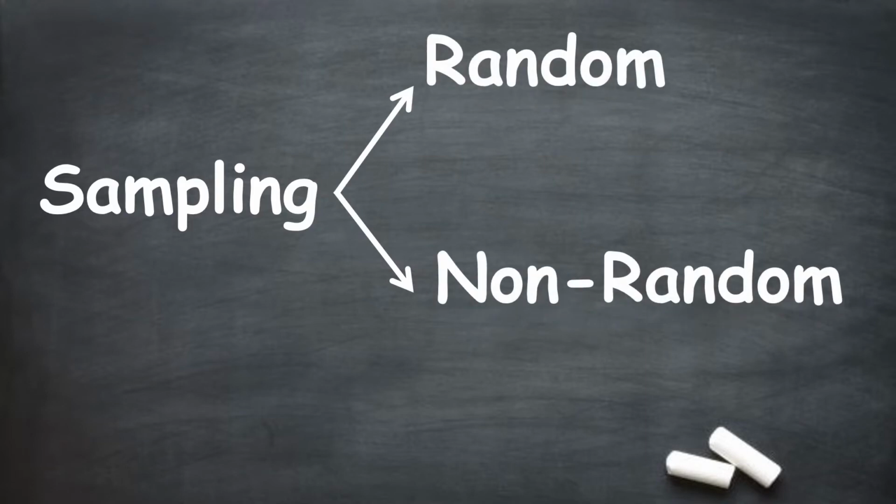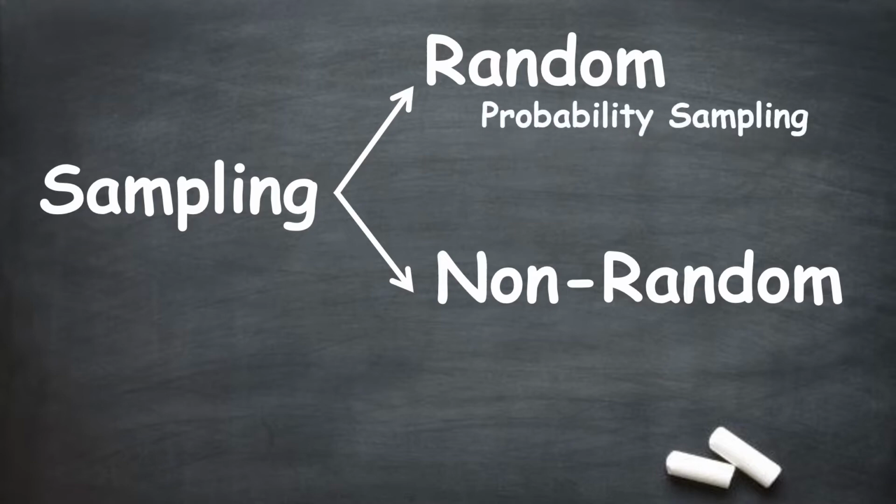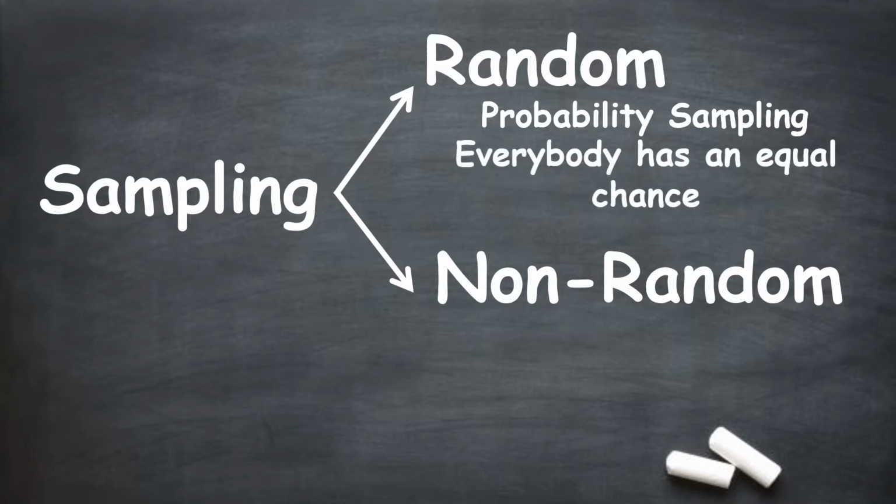Sampling has two types. The first one is random sampling and the second one is non-random sampling. In other books, random sampling is also called probability sampling. If the sampling technique that you're going to use is under random sampling or probability sampling, it only means that everybody in the population has an equal chance of being chosen as your respondents. Or in other words, every individual in your population can be chosen as your respondents.